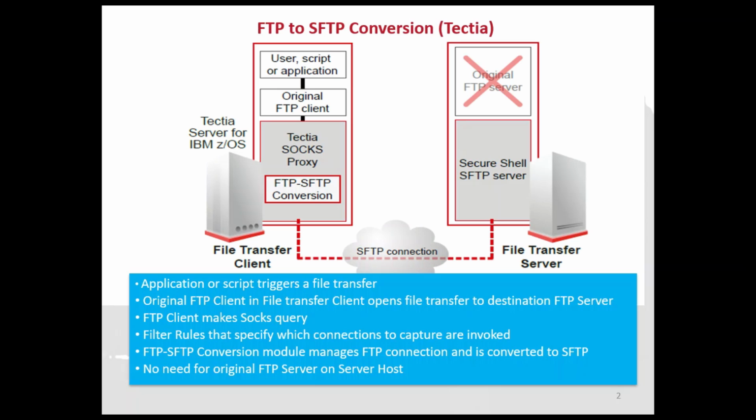The FTP to SFTP conversion module manages the FTP connection so that it remains unchanged from the original FTP client's point of view, and the FTP is converted to secure SFTP file transfer. The SFTP connection is managed by the connection broker module, so that's software that comes with the SSH Tectia product, and the Secure Shell SFTP server in the file transfer server host is the endpoint of the transfer.